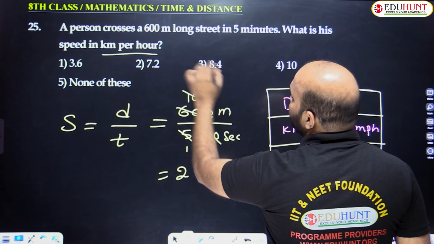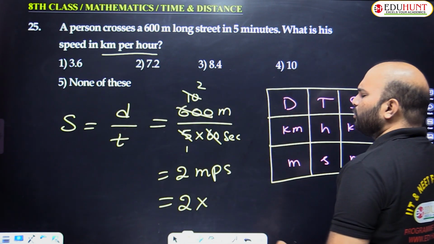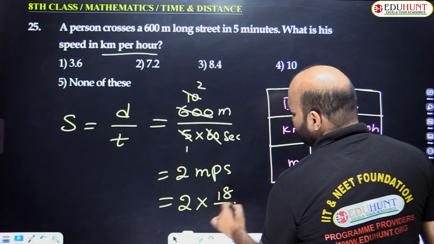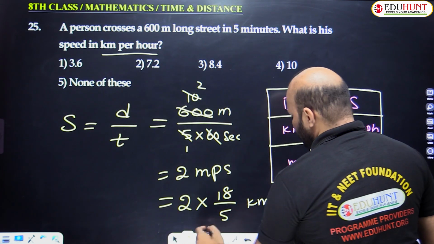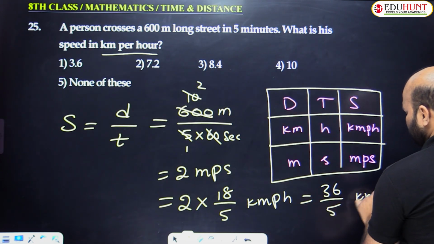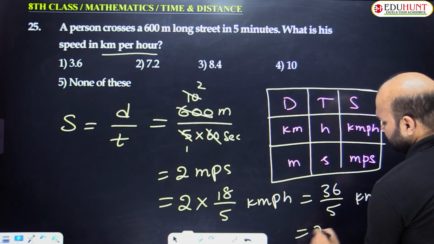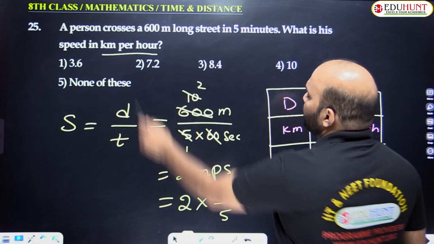But the question is asking for speed in kilometer per hour. So meter per second is converted into kilometer per hour by multiplying by 18 by 5. So 18 twos are 36, 36 by 5 kilometer per hour, which is 7.2 kilometer per hour. This is the required answer. Am I clear? So option 2 is the right answer.